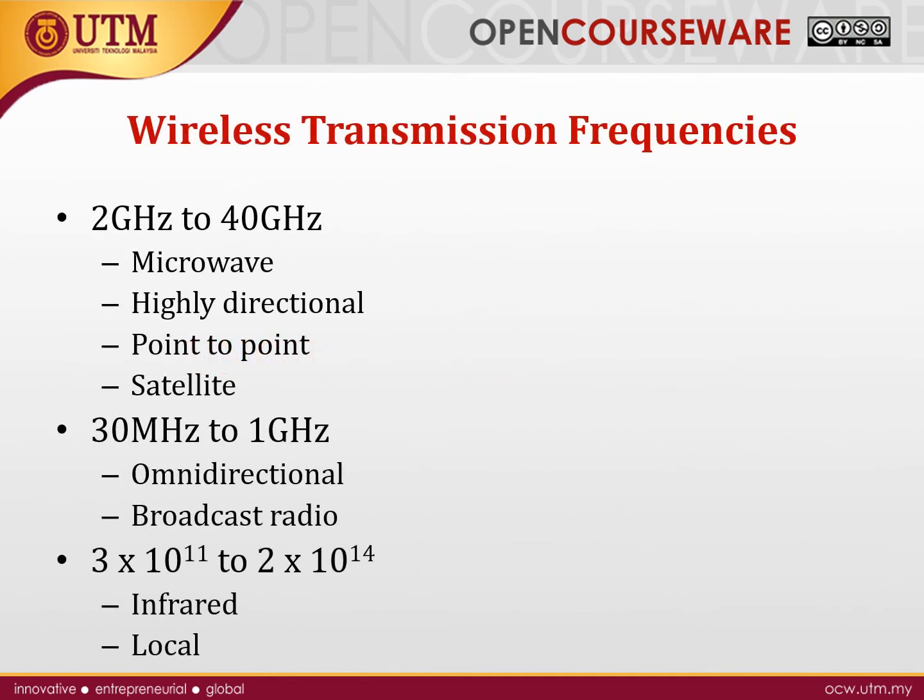So wireless transmission frequencies actually consist of three main types. The first is 2 gigahertz to 40 gigahertz, examples are microwave and highly directional point-to-point satellite. The second is 30 megahertz to 1 gigahertz, omnidirectional broadcast radio, and the third type is infrared and local.